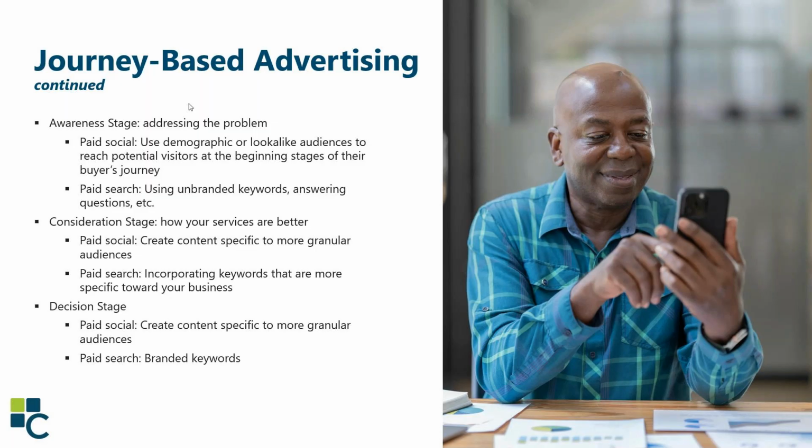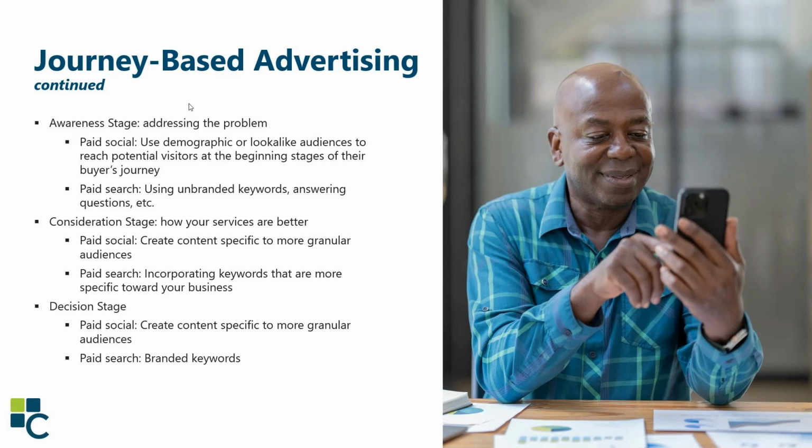In the consideration stage, clients are aware of their problem and are committed to solving it. This is when you want your ads to show how your services are better suited for the client than the competition's. These ads would contain more specific branded content and would target or retarget those who have interacted with your brand before, not just those who have clicked on one of your ads. So for paid social campaigns, that could mean creating content for more specific audiences. And for paid search, that means incorporating keywords that are more specific towards your business, like health insurance agents near me. It's not, they're just trying to learn about health insurance. It's, I need to find a health insurance agent.